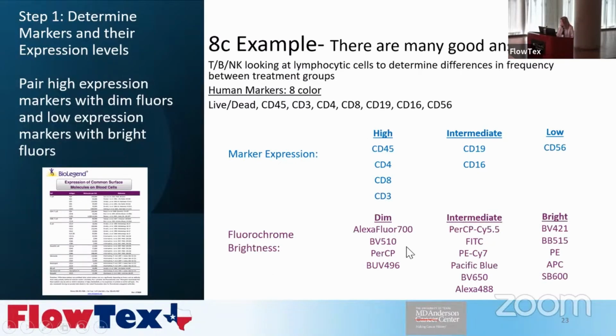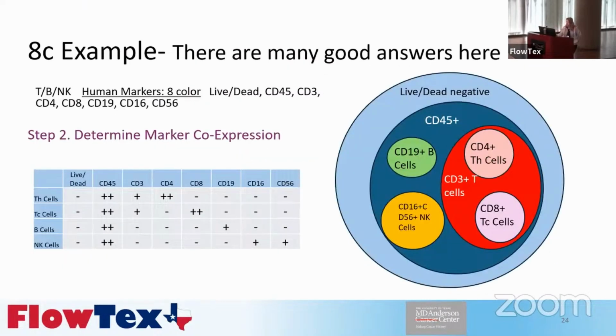And then I'm going to take a pile of fluorochromes that I like, and I'm going to separate those into dim, intermediate, and bright. Okay. And what I'm going to do is choose dim fluors for high expression, intermediate for intermediate, and bright fluors for low expression. And I'm going to put a panel together that is going to consider co-expression like we talked about and spectral overlap. Okay, so like I said, there are lots of good examples of how you might build an 8-color panel. There's no right answer. There's lots of wrong answers.